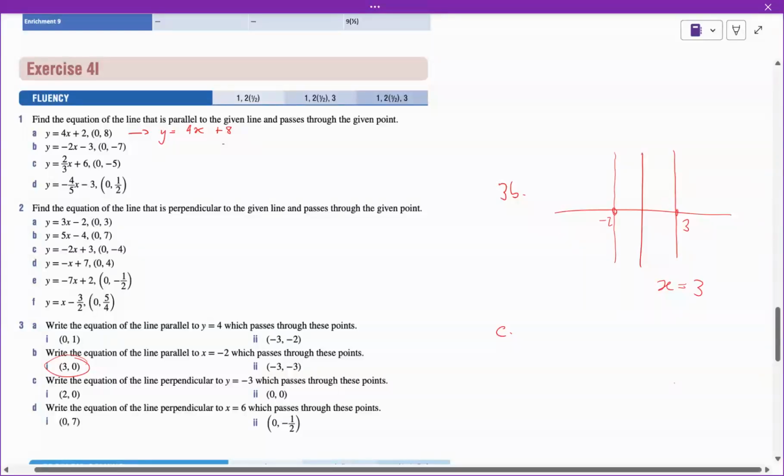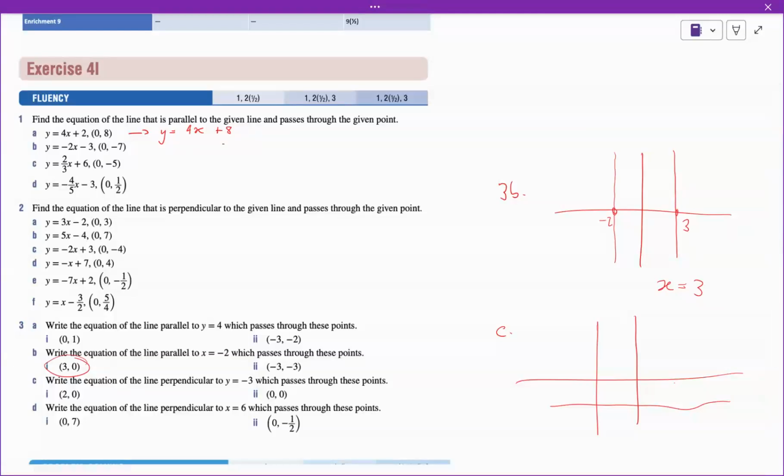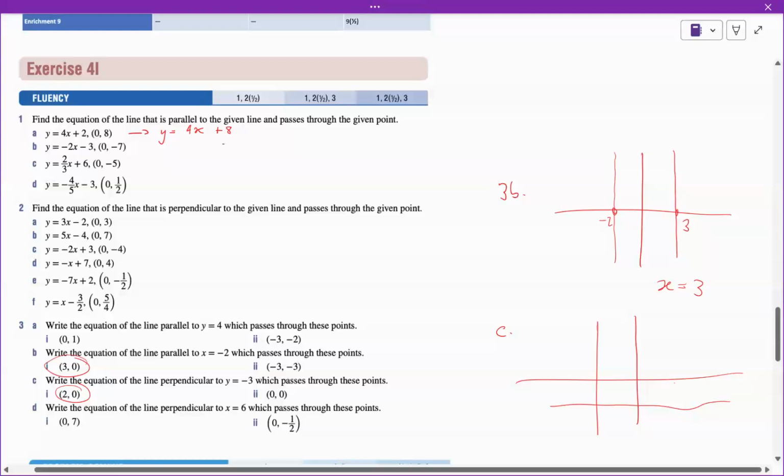If we look at c, we're looking at a line perpendicular to y equals -3. Well, the line y equals -3 looks something like that. It's a horizontal line, and a perpendicular line would have to be vertical. So it's going to have to be some vertical line. Now, again, the only vertical line that passes through the point (2, 0) is the line x equals 2. And that's the answer.